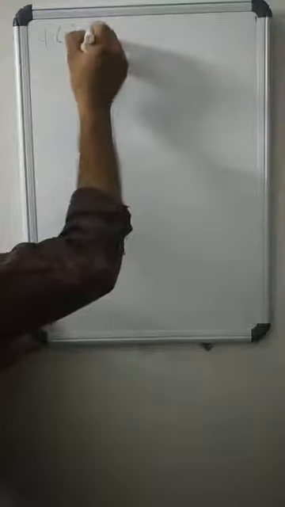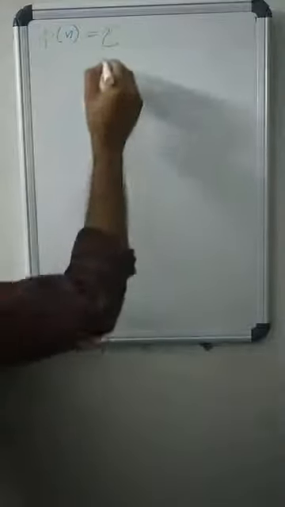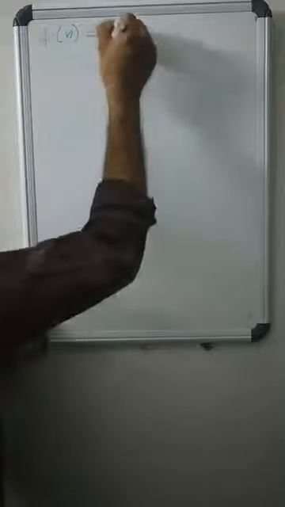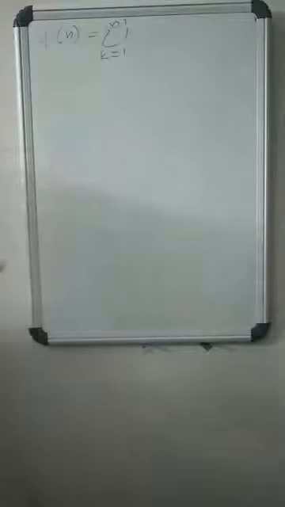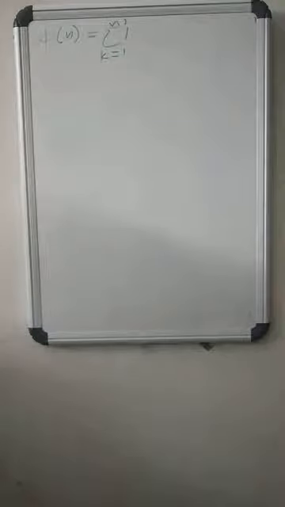This is represented as phi of n equals the sum over k ranging from 1 to n of 1, with a prime symbol on the sum. This symbol denotes that the sum is extended over those k which are relatively prime to n. In the previous class we discussed the values for different n, that is phi 1, phi 2, phi 3, phi 4, and so on.